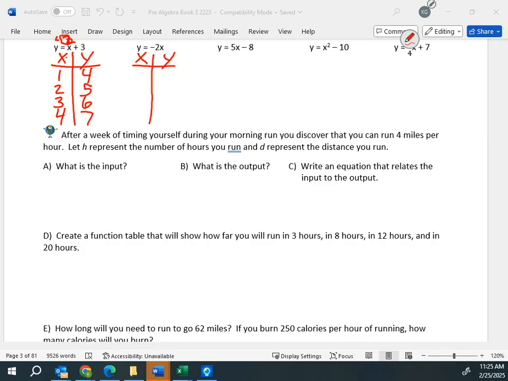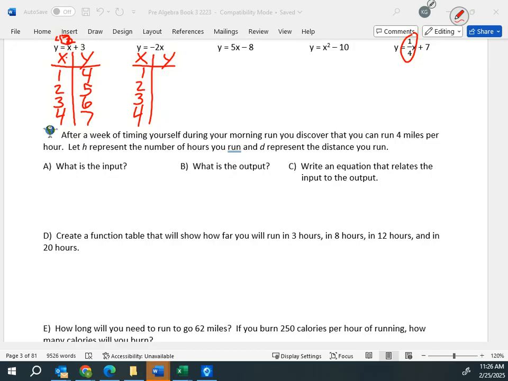Alright, so we want to keep things simple. That's why I just stick with the 1, 2, 3, 4s when I have just multiplying, dividing, adding, subtracting. When we get to this one with the fraction, I'm going to show you a trick. So here, if I do 1, 2, 3, 4, what would my y's be?